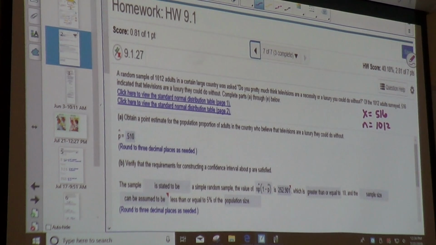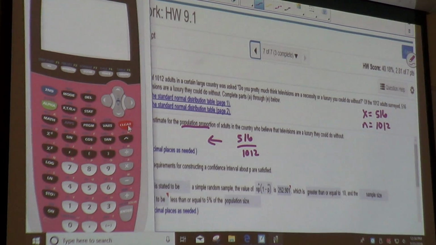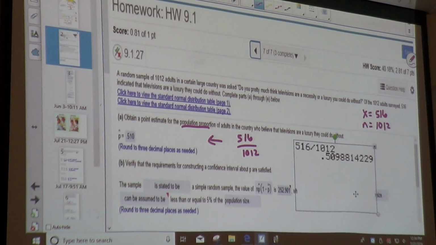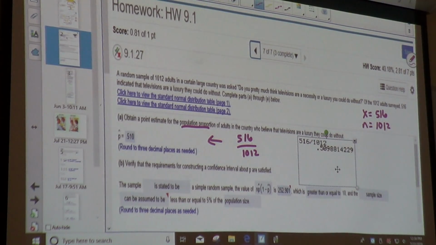Now, this time it wants to know the population proportion, which is your P hat. How do we find P hat? X over N. So I did 516 divided by 1012 in my calculator, and it gave me 0.510. Let me just show you that I'm not lying. And I did have to round it. And rounding it, the 8 told the 9 to go up to a 10.